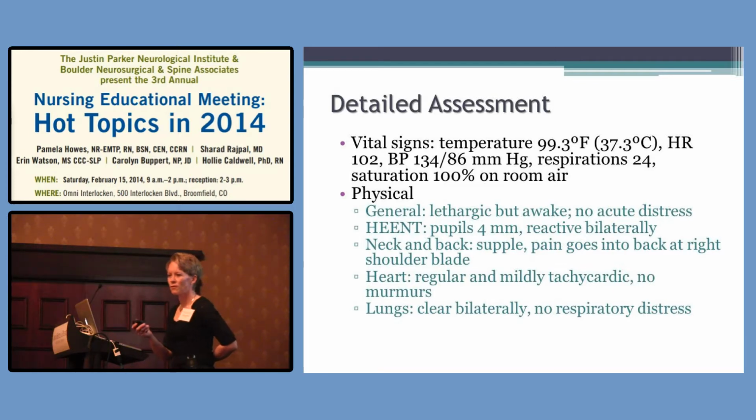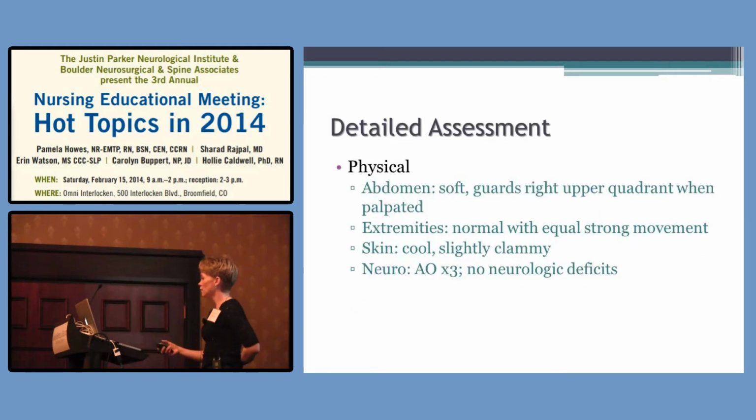Okay. Which maybe before we're like, oh, you have the flu, you ate at that bad restaurant that you shouldn't eat at. Okay. Her abdomen is soft, but she guards her right upper quadrant when palpated. What's up there? Gallbladder? Could she have gallbladder problem? Yes. Yeah. Absolutely. Okay. Her skin is cool and clammy. Should she be cool and clammy? No, she shouldn't. Okay. And she's awake and alert with no neurodeficits.